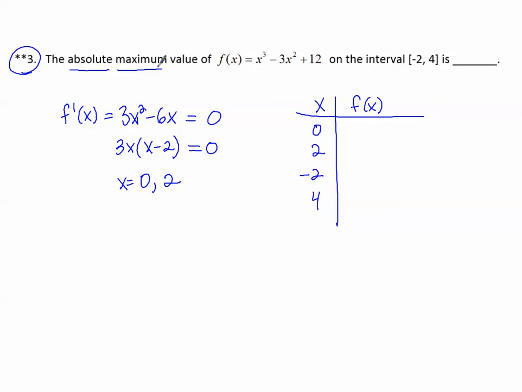Remember, maximums can occur at critical numbers or at endpoints. Now let's plug it in to find the highest and lowest y value. 0 plugged into the original function, 0 cubed minus 3 times 0 squared plus 12, that makes 12. 2 plugged into the original function makes 8. Negative 2 plugged in makes negative 8. And 4 plugged in makes 28.